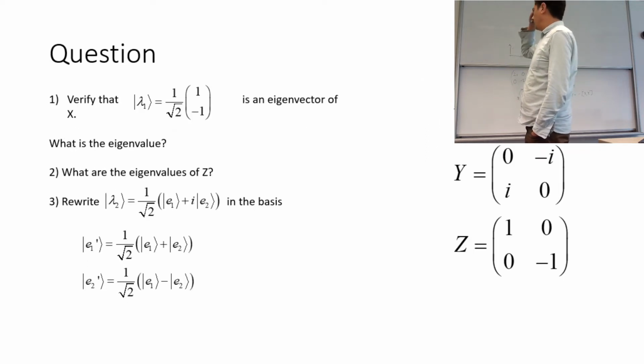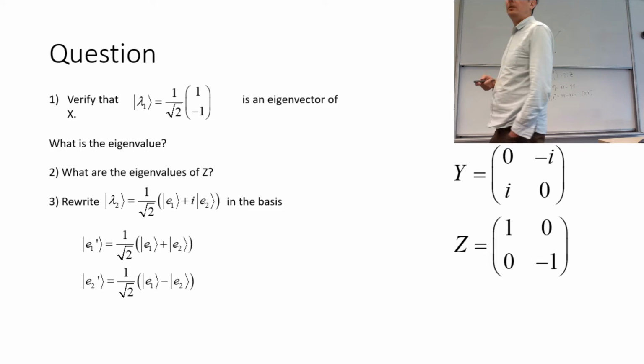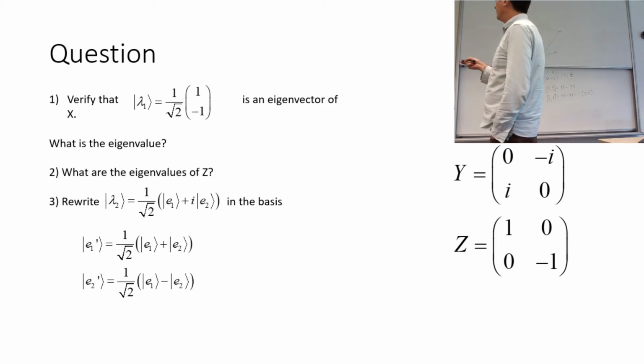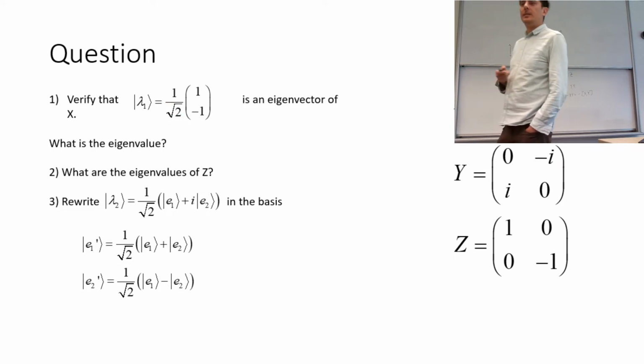All right. So just a little quiz to get used to this stuff. Verify that this is an eigenvector of x, and then what's the eigenvalue? So maybe you've done eigenvectors already, then you're familiar with this. But what would be the eigenvalue of this vector for x?